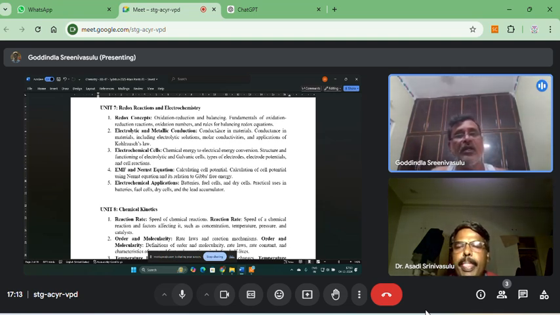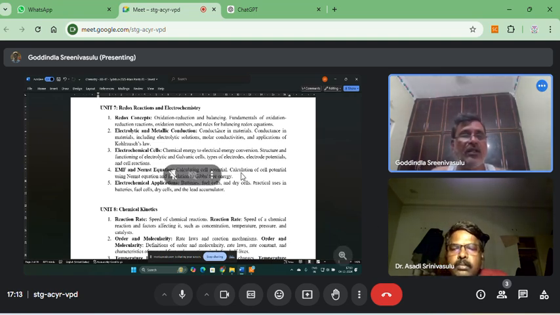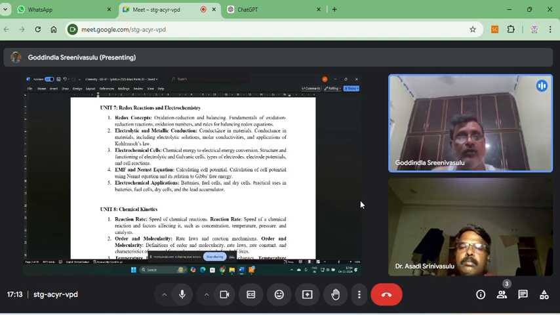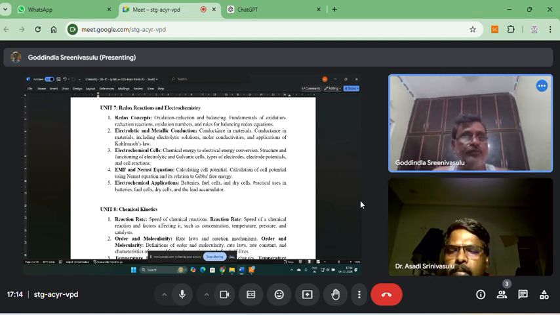Then electrolytic and metallic conduction, conductance in materials. Normally in metals like electric wires, the electricity passes through by means of electrons. Whereas in the electrolytic condition, there is a solution kept between two electrodes. So the passage of ions will cause the movement of the electrons. So the conductance in materials, including electrolytic solutions, molar conductivities, and applications of Kohlrausch's law will come under electrochemistry.